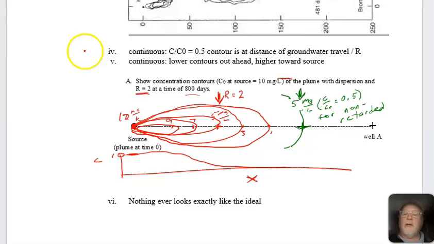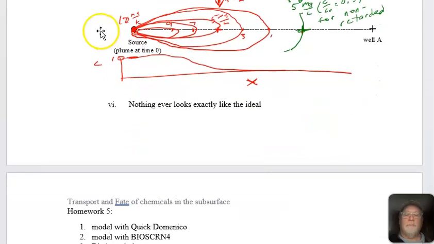If there had been no retardation, the centroid would have gotten out there. So we would put a 5 milligram per liter, or C over C0 equals 0.5 there. With a retardation factor of 2, it's half there. And then this again is a plot of the concentration versus distance. And again, nothing looks exactly like the ideal.